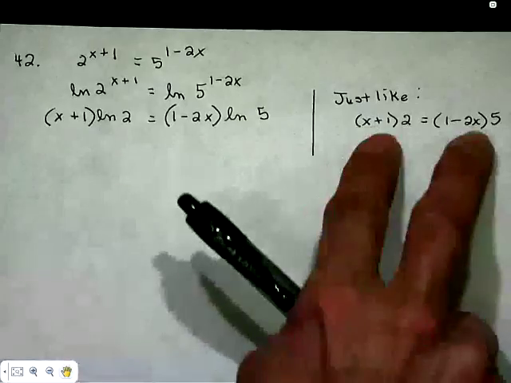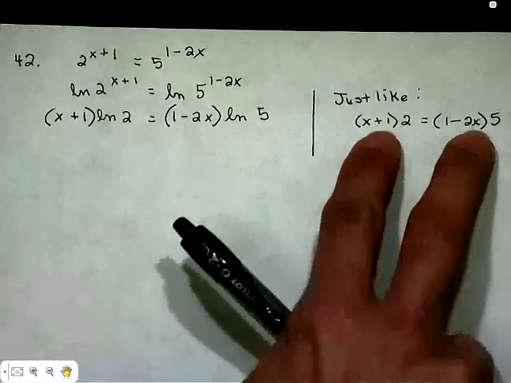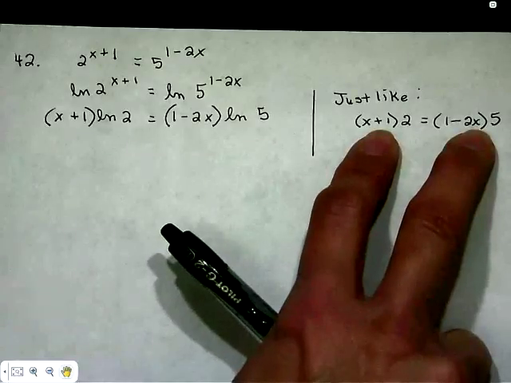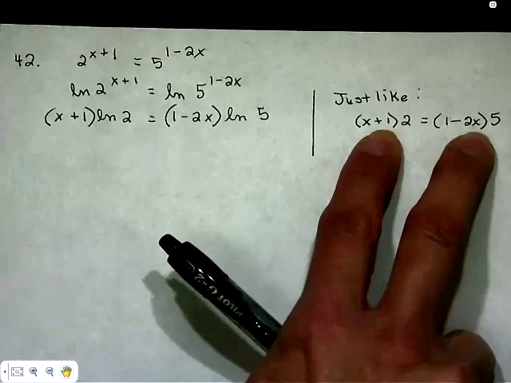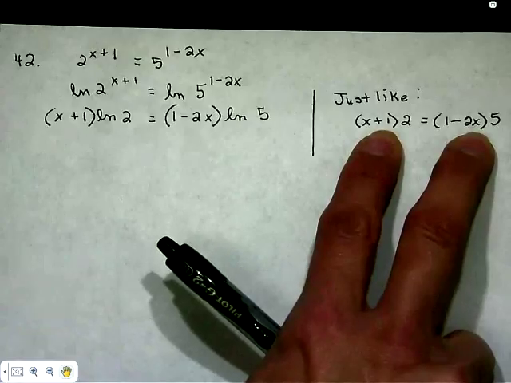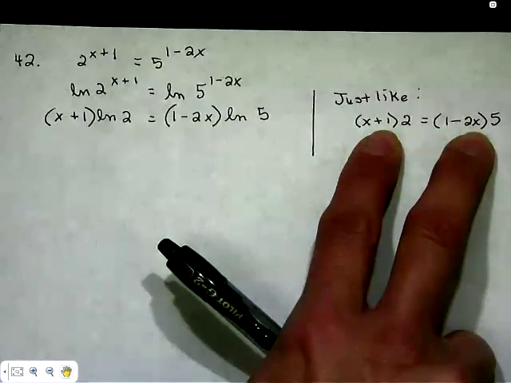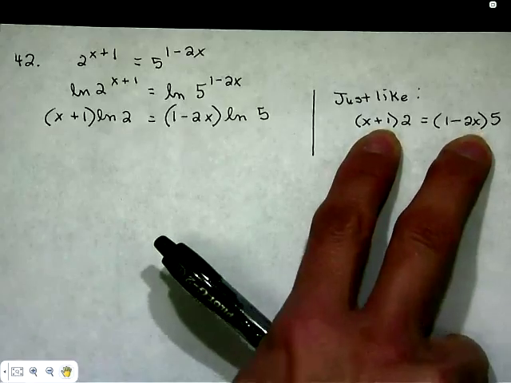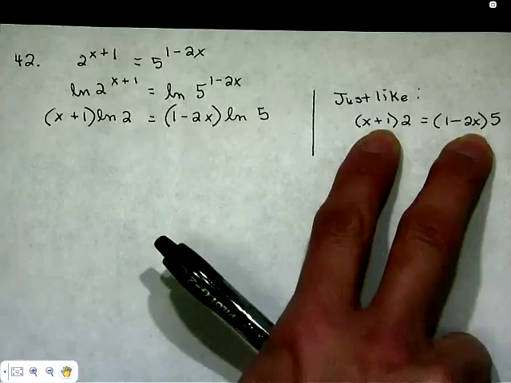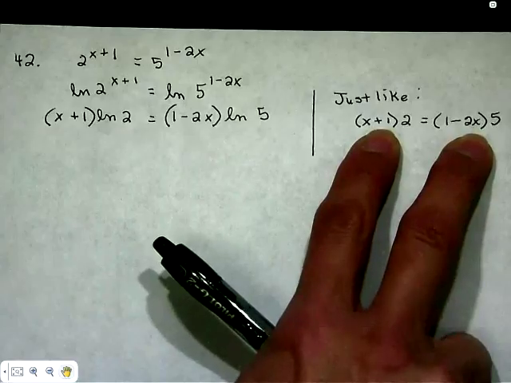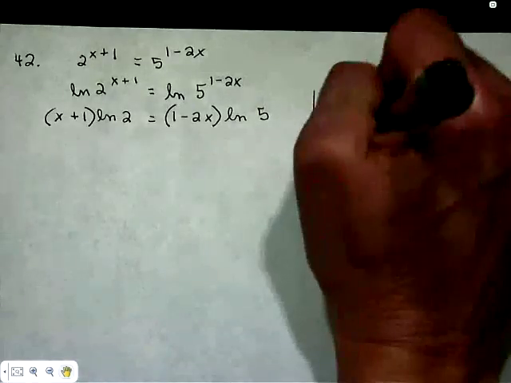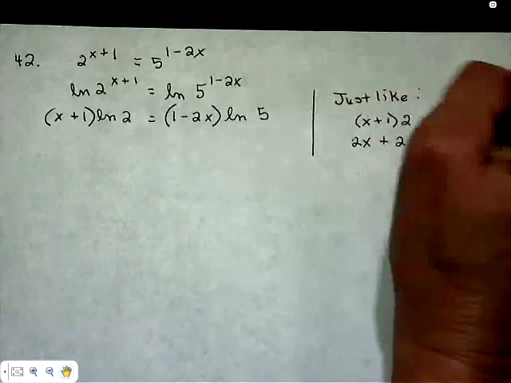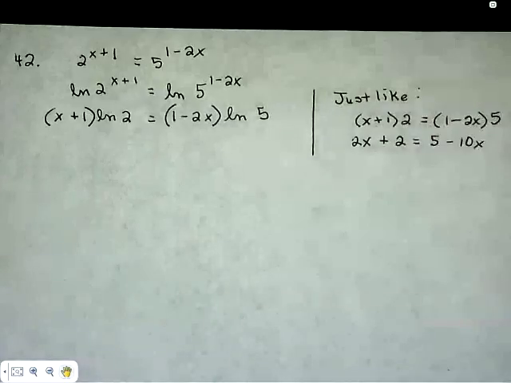If this was the linear equation that we were solving, what's the first thing we would do? That's not the first thing I'd do, because I have x's on both sides. It's not quadratic, so I don't have to set it equal to 0. That's what I would do. I'd get rid of the parentheses. I'd say 2 times x and 2 times 1 and 5 times 1 and 5 times negative 2x.